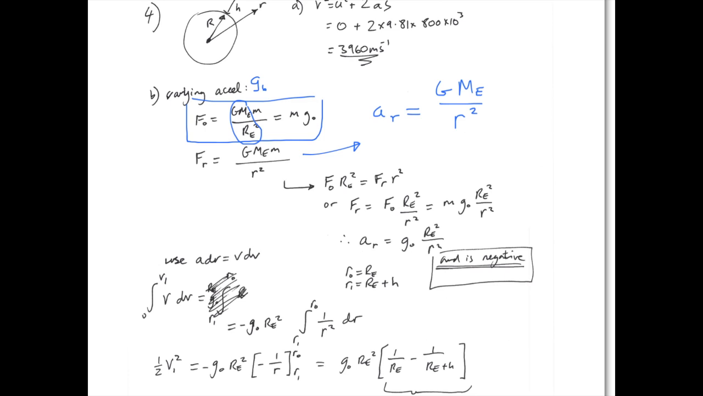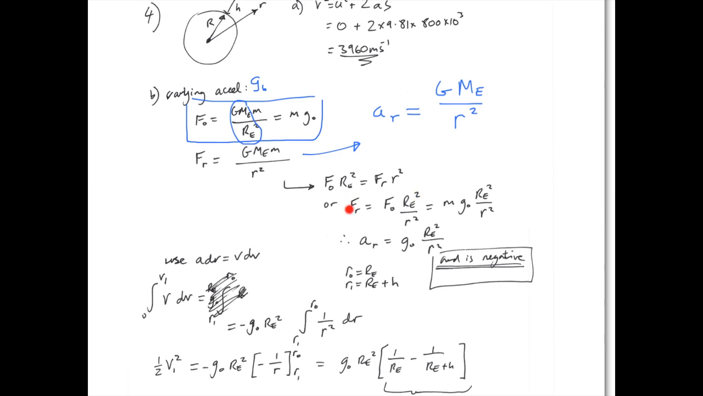So what we say here is that by eliminating the gravitational constant G, the mass of Earth and the mass of the object, we can say that Fr times r squared is equal to F0 times Re squared, which is what this represents. It's just representing the conservation. If the radius goes up, then the force is going to go down.